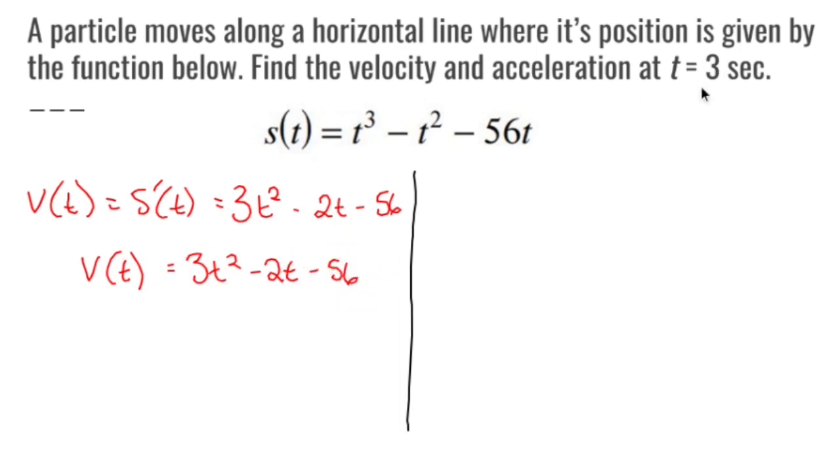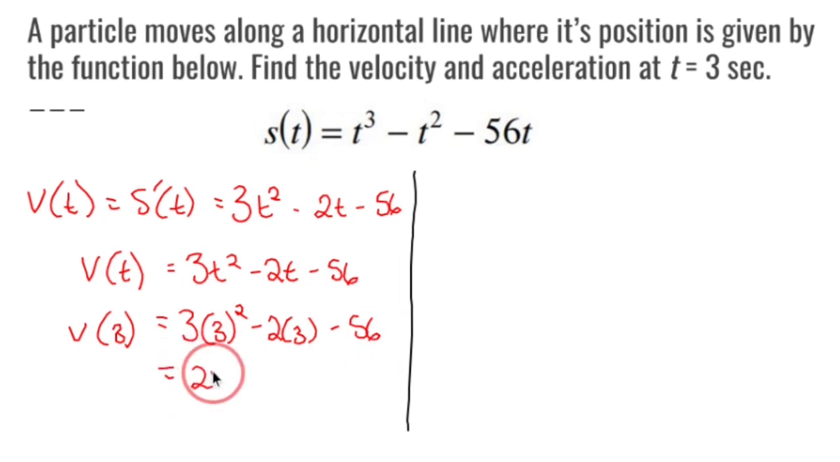What I care about is what happens at 3 seconds. So v of 3, which is s prime of 3, is going to be 3 times 3 squared minus 2 times 3 minus 56. Okay, 3 times 3 times 3 is 27, minus 6 minus 56. The negatives combine to make negative 62. Negative 62 plus 27 is negative 35. So that's the velocity at 3.